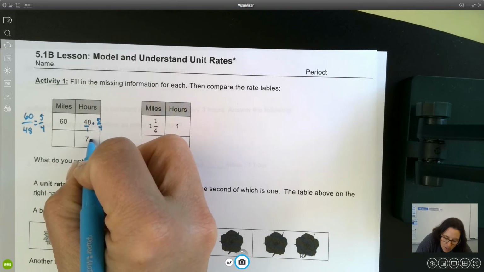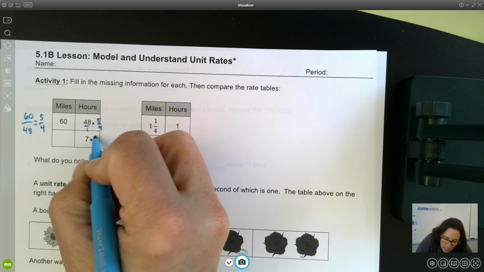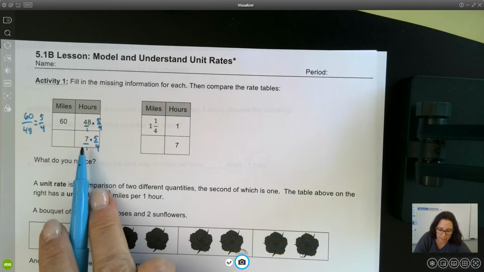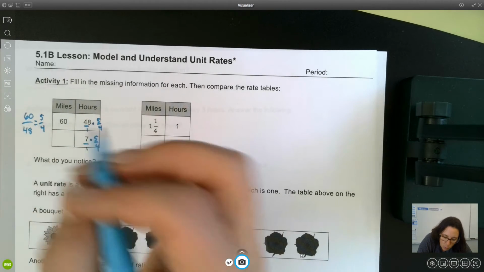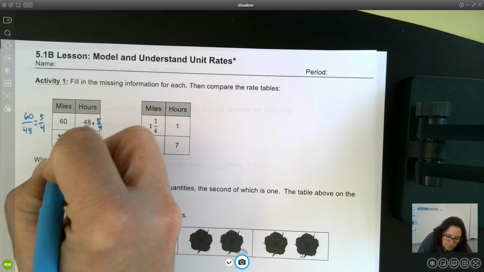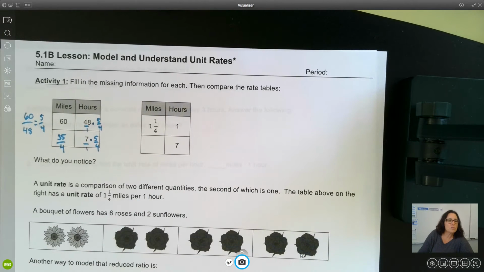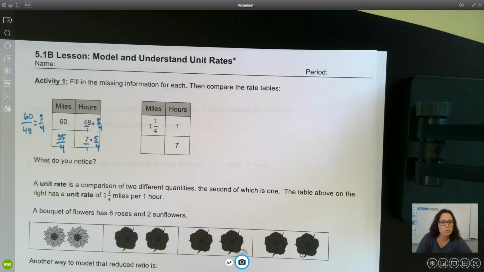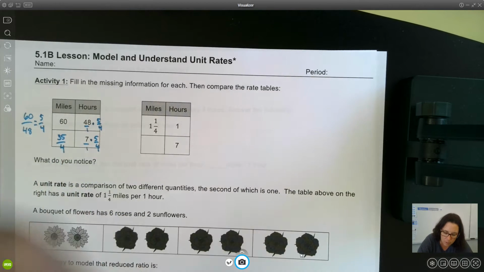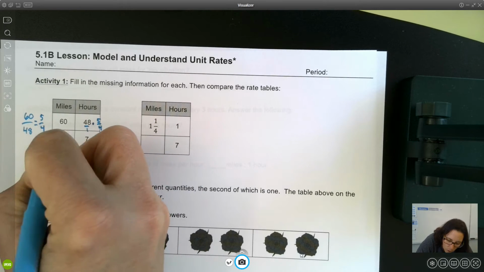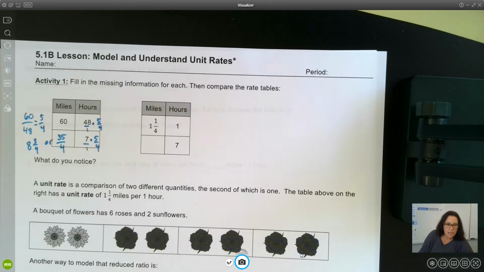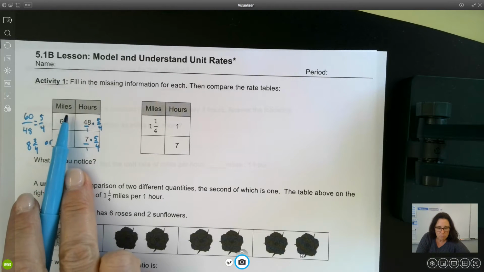Okay, so then if this is a rate table, I would have to be able to use the same process with the 7. So that would be 35/4. You could leave it like that, but that's kind of hard to understand in miles. If it makes more sense to make a mixed number out of that, what would that be? 8 and 3/4. That's a little bit easier to understand with miles.